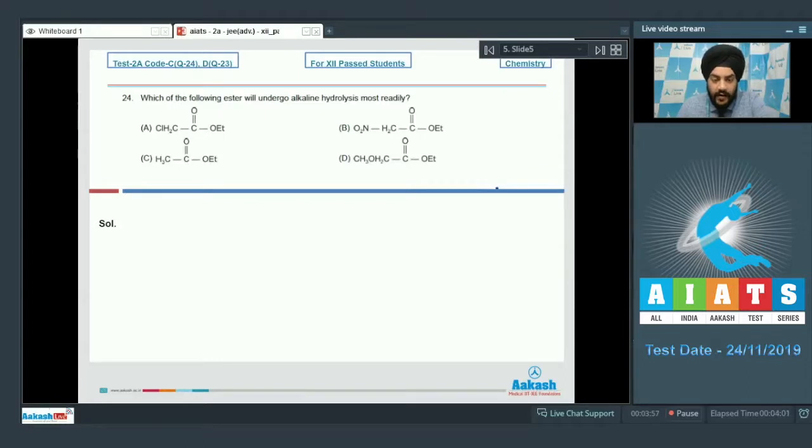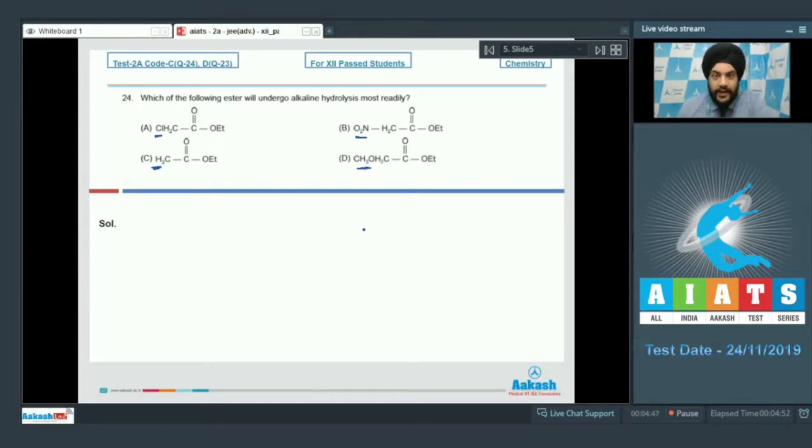Question number 24. Which of the following ester will undergo alkaline hydrolysis most easily? Students, we have to compare the reactivity of these esters. So the groups which are attached at the alpha carbon of the ester groups are different. So we have a Cl, we have a nitro group, we have a hydrogen to be compared with the nitro and the Cl in this case, and we have an OCH3 group.